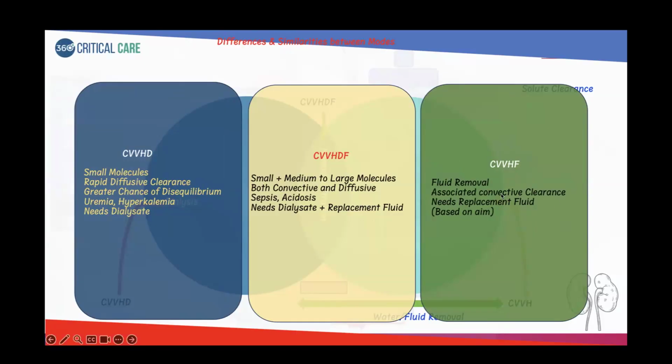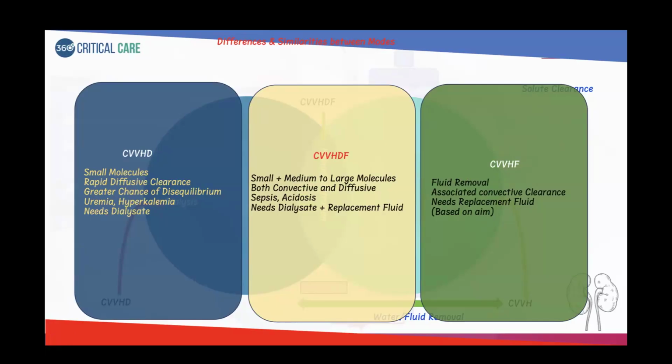So it is associated predominantly with convective clearance. It does need replacement fluid based on the aim. Like you put 200 replacement fluid and you take out 600 replacement fluid, that means you are making the patient negative 400 ml. But the mechanism is convection here. So you'll have bigger molecule clearance will happen along with some of the convective current that is generated because of the fluid removal. So that's the basic principle in a nutshell about renal replacement therapy.